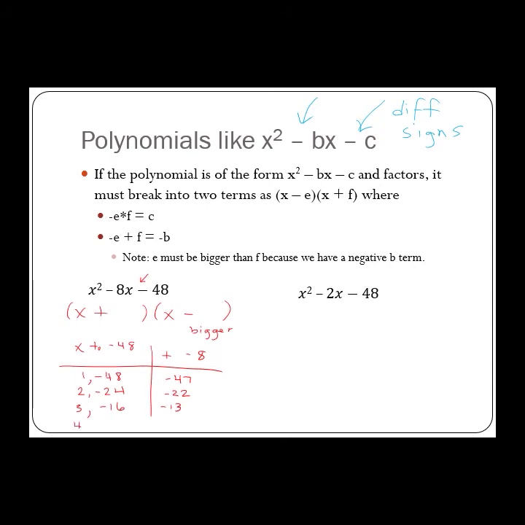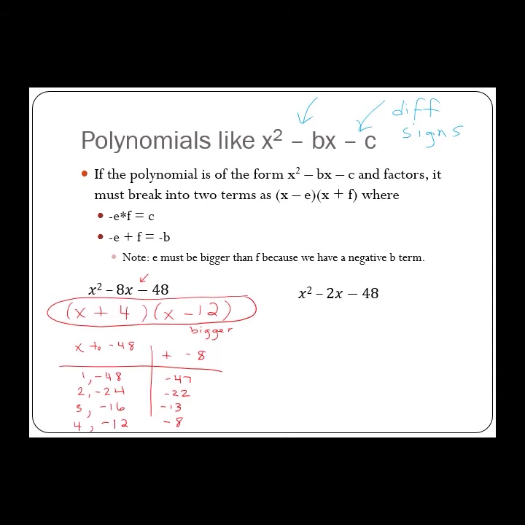48 divided by 4 is negative 12. Negative 8, that's what we wanted. So we have x plus 4 and x minus 12. So that's how that one factors.